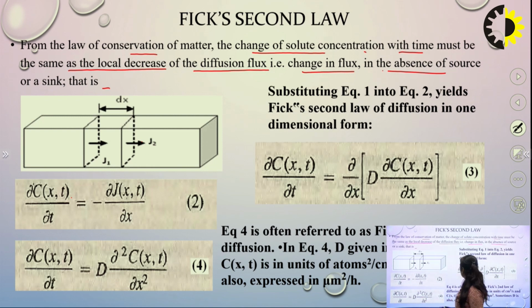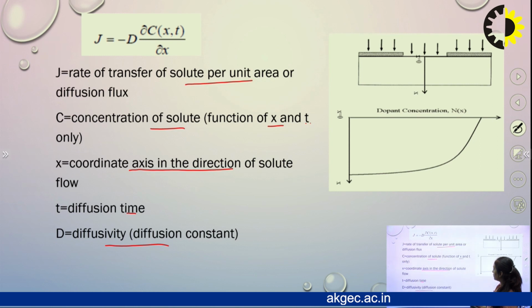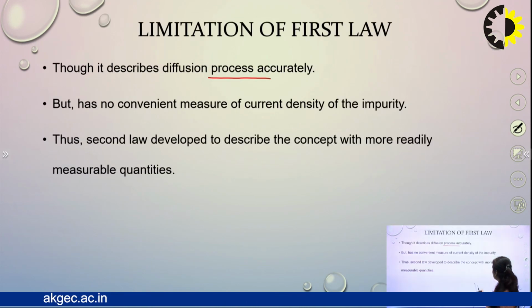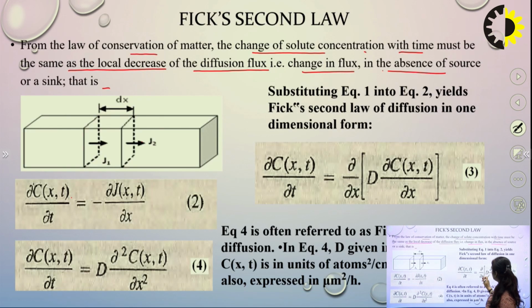Then we can substitute the previous equation in equation 2. In equation 2 we are going to have this equation, and further we can solve it so that we have the concentration gradient equal to D del square C at the coordinates x, t, that is distance and time, divided by dx square.